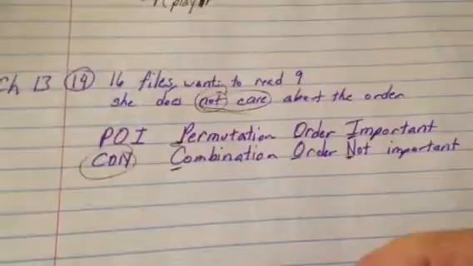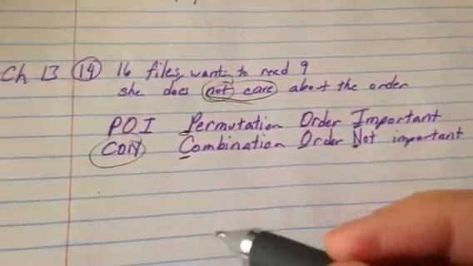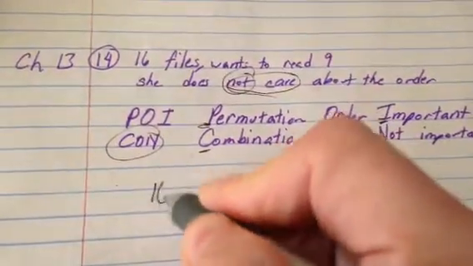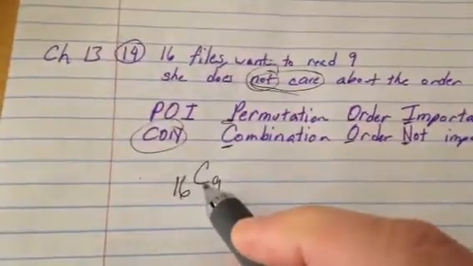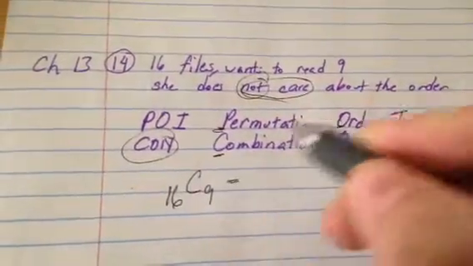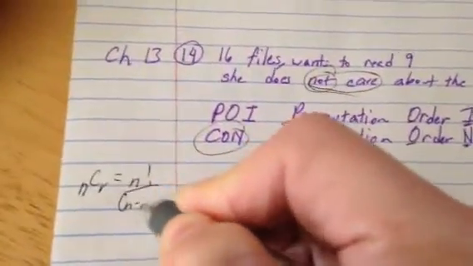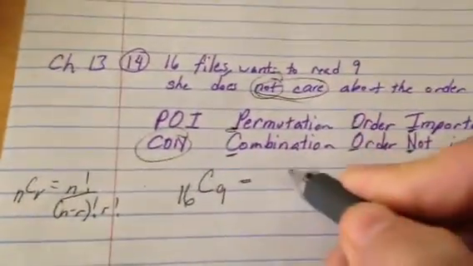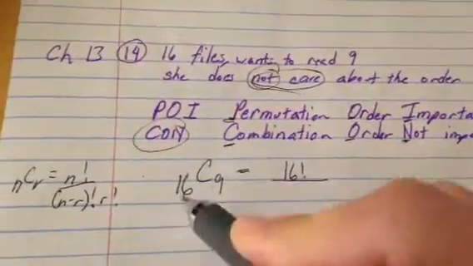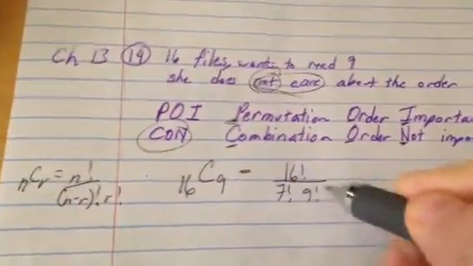They don't actually ask you to solve it, but if you wanted to, just for kicks, for bonus, she's got 16 files and she wants to choose 9 of them. Again, she doesn't care about the order, so we're using combinations. If you were to work this out with your formula, remember it was nCr equals n factorial over n minus r factorial times an extra r factorial. So it would be 16 factorial over 16 minus 9, which is 7 factorial, times an extra 9 factorial.